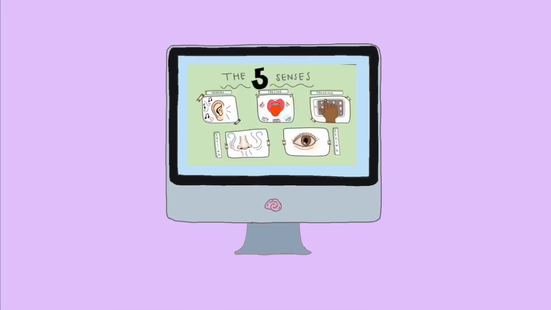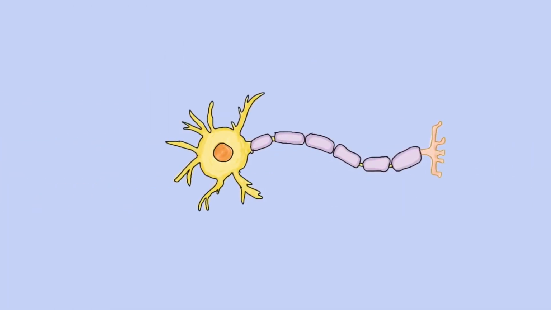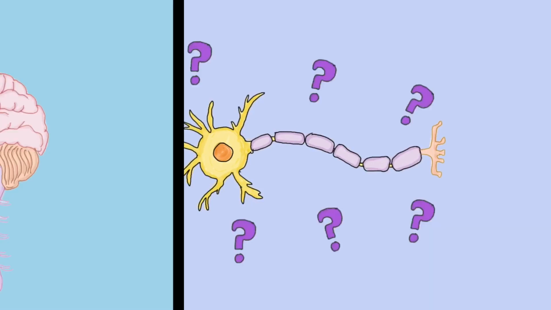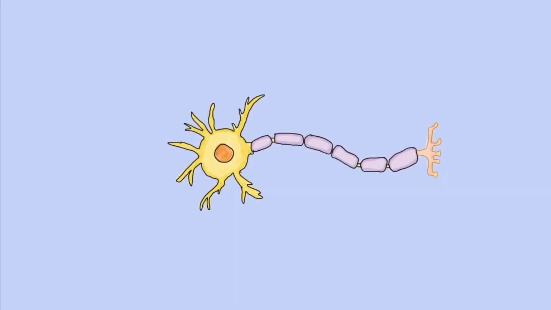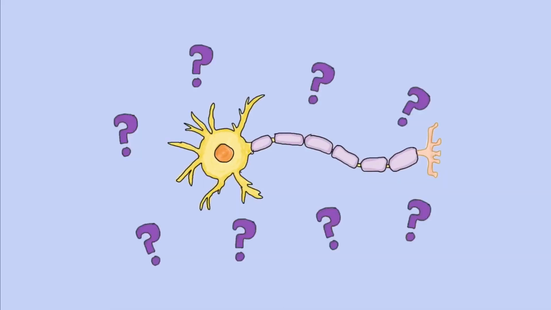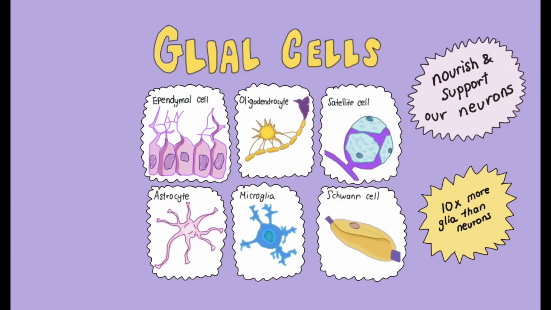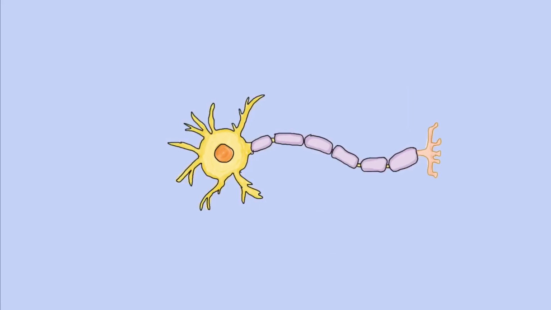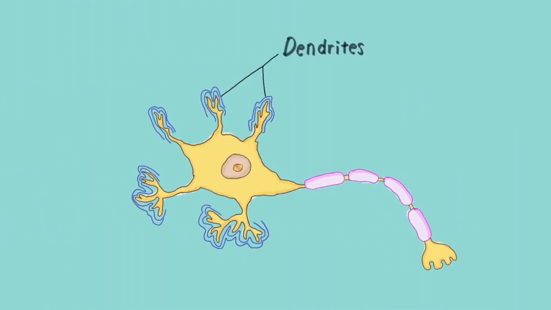Now that you've learned a lot about the neuron, let's review some key parts of this lesson. What 2 parts make up the central nervous system? The brain and spinal cord, yes. Does your brain have more neurons or glial cells? Correct, the brain has 10 times more glial cells than neurons. Can you name the part of the neuron that picks up signals from nearby neurons? Dendrites is the correct answer.